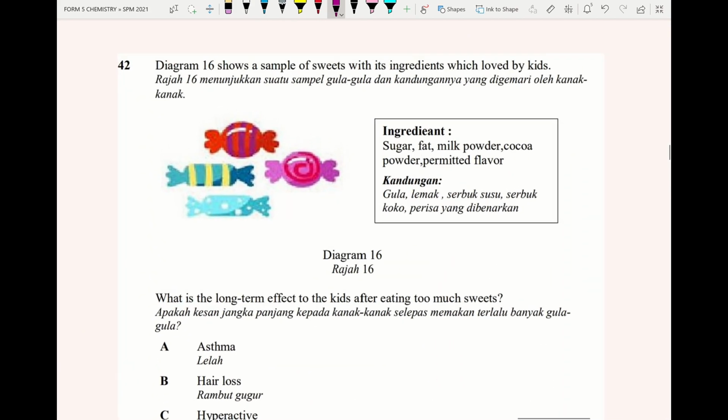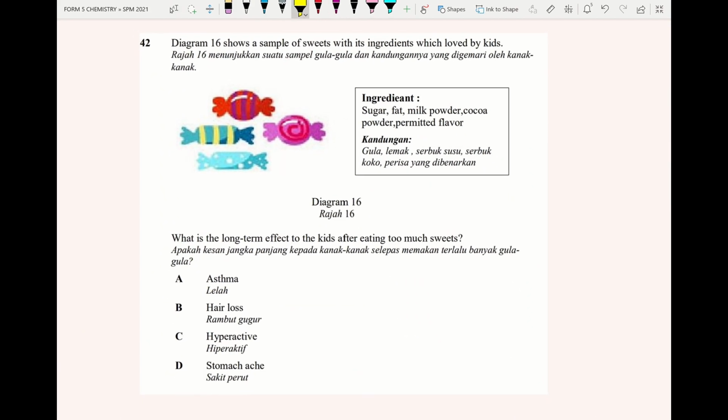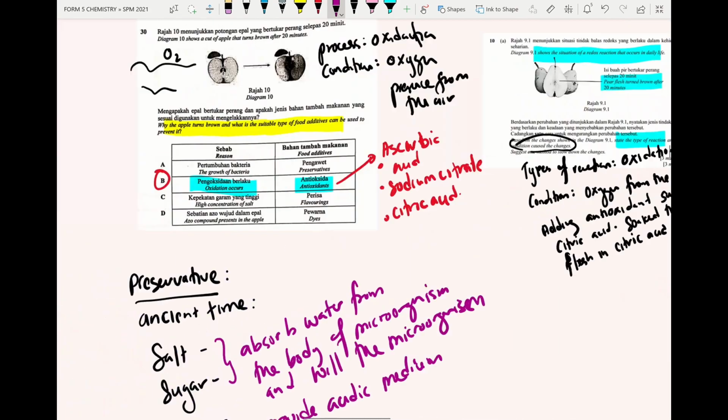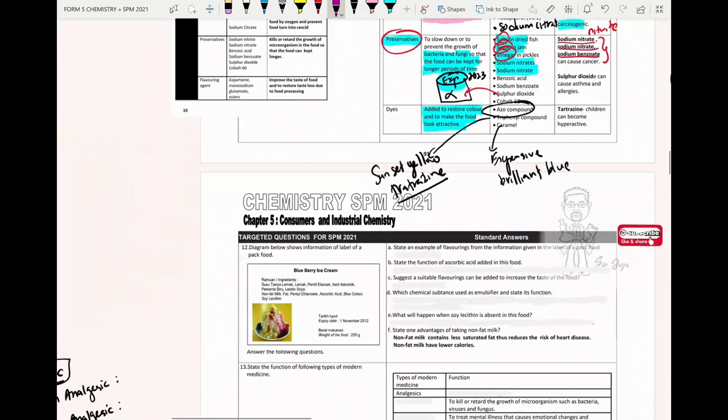All right, please check the next question. What are the long-term effects of kids eating too much sweet? Too much sweet contains permitted flavor, and also all the ingredients given. So children become hyperactive. Children become hyperactive will be the answer. All right, we move on to the next question.